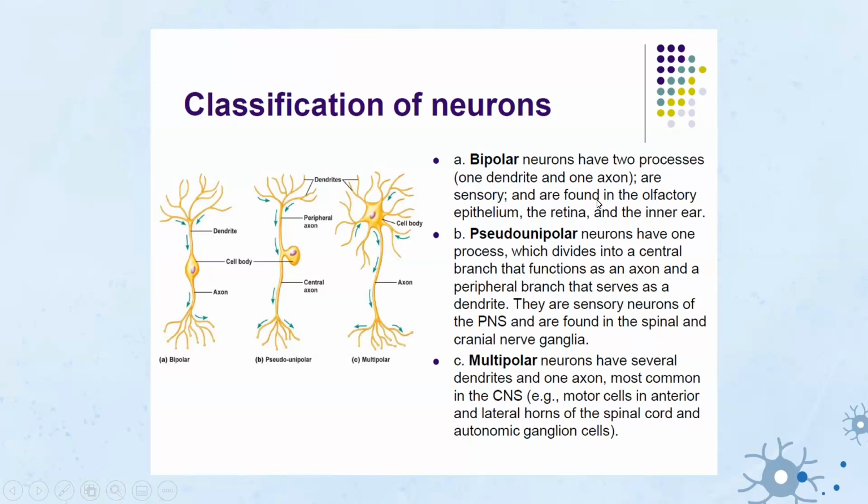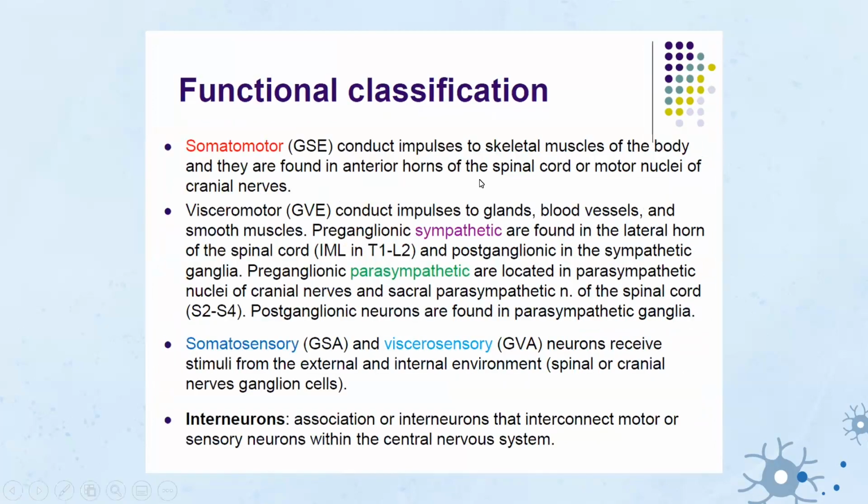Bipolar neurons are found in the olfactory epithelium, retina, and inner ear. Pseudo-unipolar neurons are in the sensory neurons of the PNS and are found in the spinal and cranial nerve ganglia. And multipolar neurons are in the motor cells in the anterior and lateral horns of the spinal cord and autonomic ganglion cells. So this is for the anatomical classification. Now the functional classification.